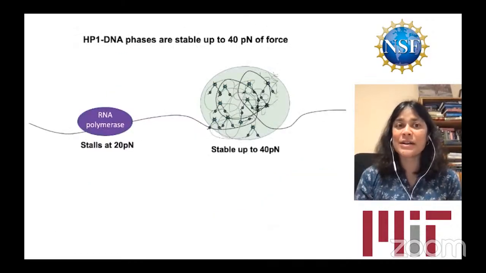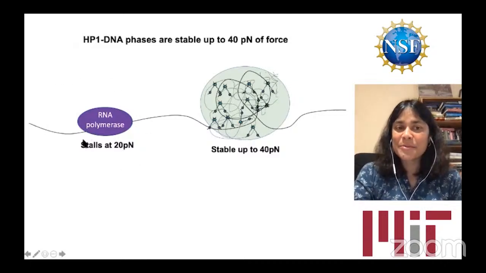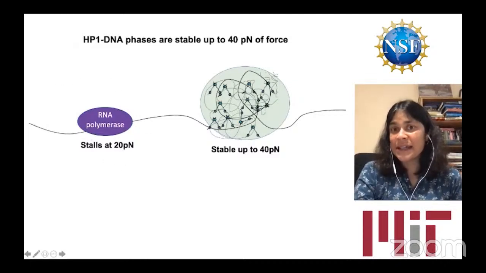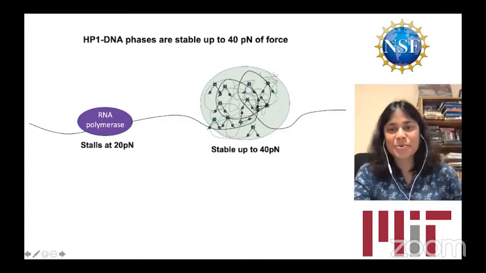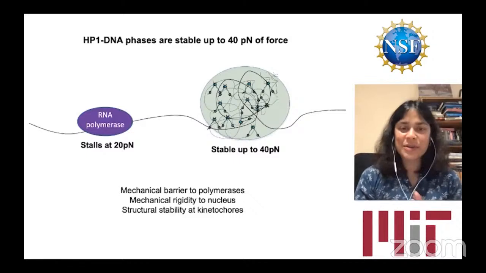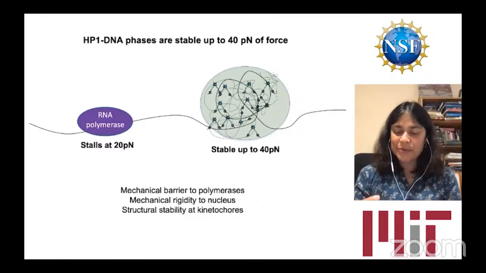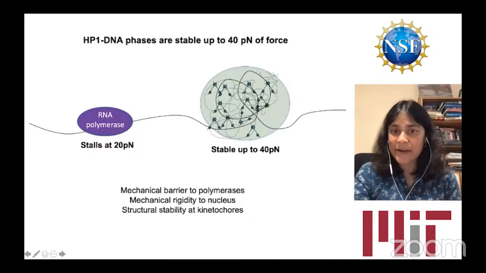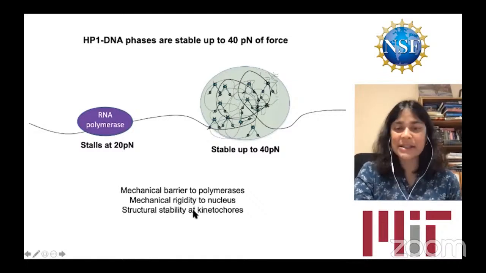Okay, and to put it in context, RNA polymerase stalls at 20 piconewtons. And yet these little structures that we've shown here with just HP1 alpha and DNA are stable up to 40 piconewtons. So what these studies are now beginning to suggest to us is that HP1 alpha DNA phases give us mechanical structures that can form a barrier to polymerases, a mechanical barrier. They can begin to explain how heterochromatin confers mechanical rigidity to the nucleus, and how these kinds of phases might confer structural stability at kinetochores.